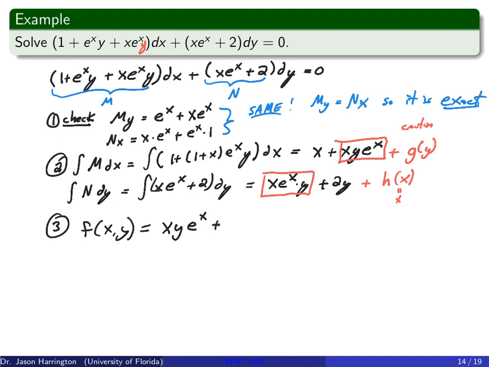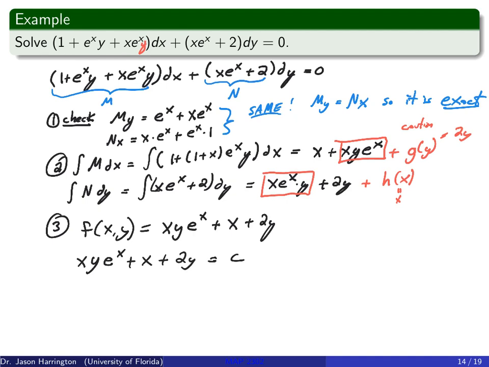And likewise, I have a function of just y that I can pick whatever I want. And I have 2y in the second equation. So that's what I'm just going to let g be. This is going to be equal to 2y. And so now my answer for this is going to be x y e to the x plus 2y. That is my equation. And my level set is going to look like this: x y e to the x plus 2y is equal to a constant.